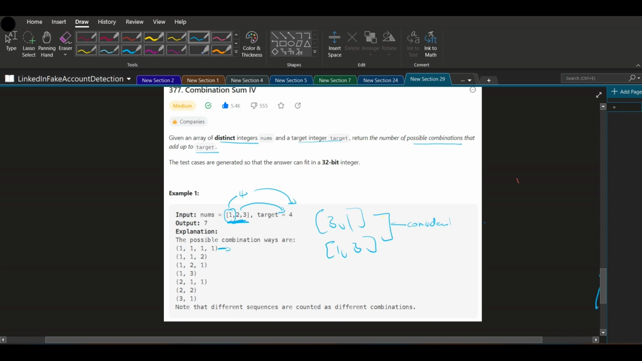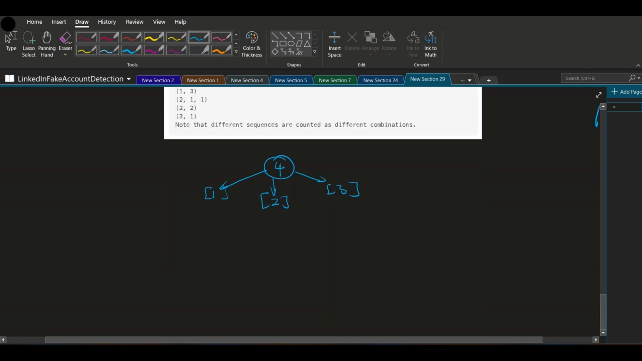The reason we're subtracting is because we want to find the numbers that sum up to 4. When we subtract, we get 3, we get 2, we get 1. Now we can continue from this and do the same thing. We subtract 1, because they want us to reuse these numbers, hence I'm reusing 1. Here I'm just going to say 2 and 3, and subtract.